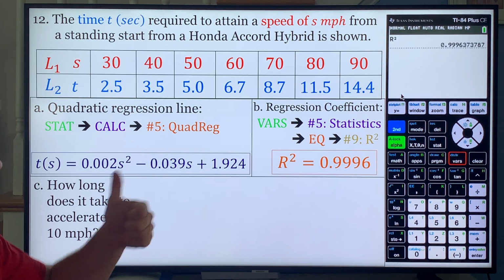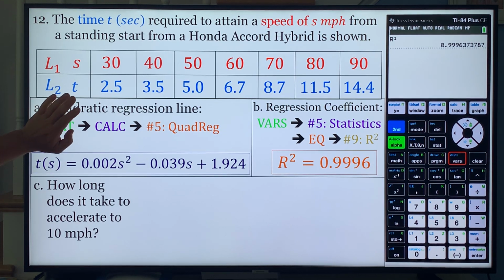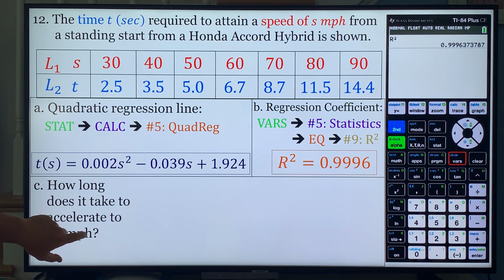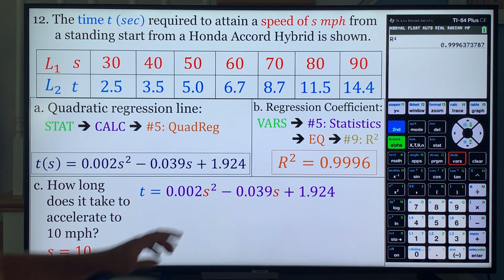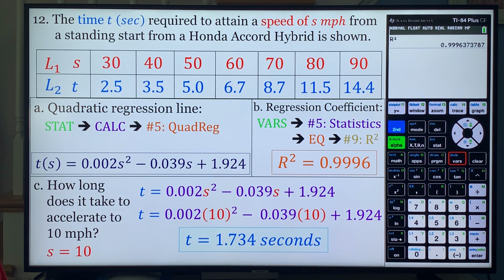Looks pretty accurate to me. I like it. I don't have to delete anything. How long does it take to accelerate to 10 miles an hour? So we're looking for T. S is 10, so you type in 10. 10 squared is 100. That's 10. And you get 1.734 seconds.